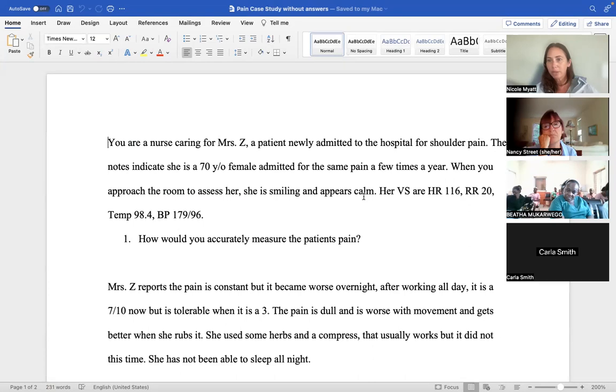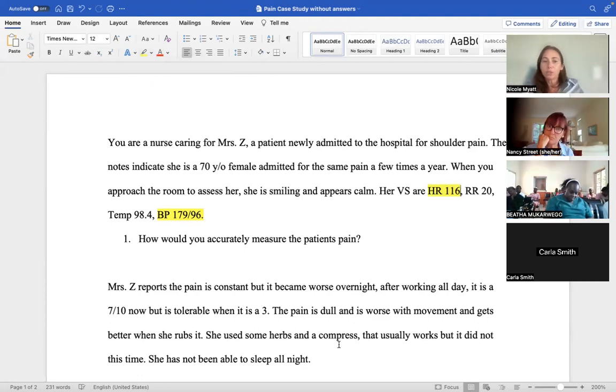Can you identify which vital signs are abnormal here, or which vital signs do you think are associated with her pain? Blood pressure, very good. So let's highlight that information. Any other vital sign that's abnormal? Heart rate. Yep, very good. So this all goes along with her pain.